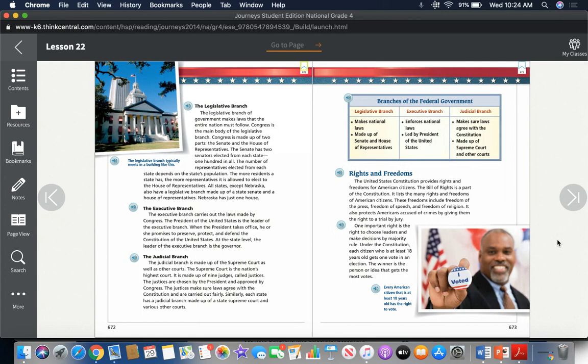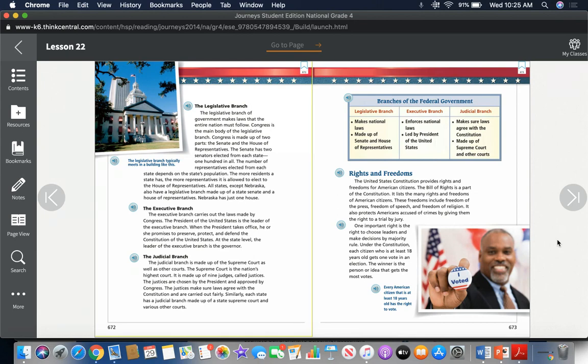The legislative branch. The legislative branch of the government makes laws that the entire nation must follow. Congress is the main body of the legislative branch. Congress is made up of two parts, the Senate and the House of Representatives. The Senate has 2 senators elected from each state, 100 in all.